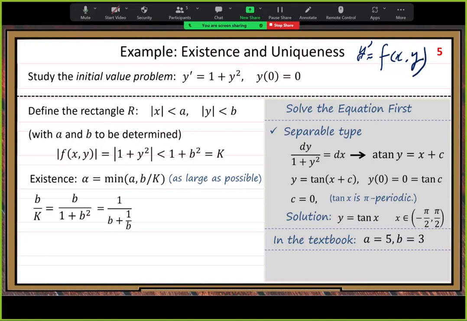Can you see better? b plus 1 over b. Are you familiar with this structure? It's a special structure, b plus 1 over b, because the product of these two terms equals 1. Is that special? b times 1 over b equals 1. The product of the two numbers is constant 1. That's a nice property.